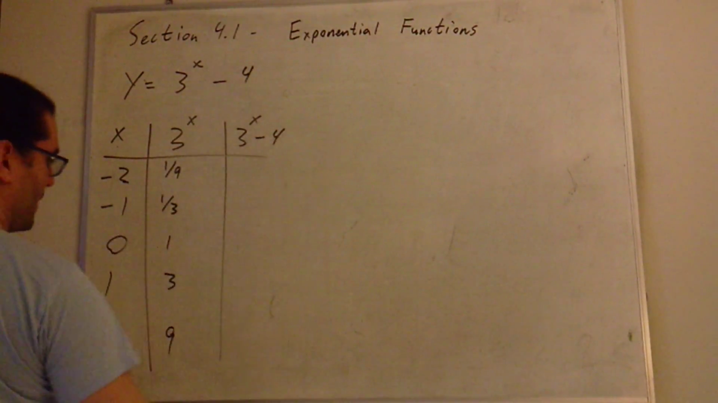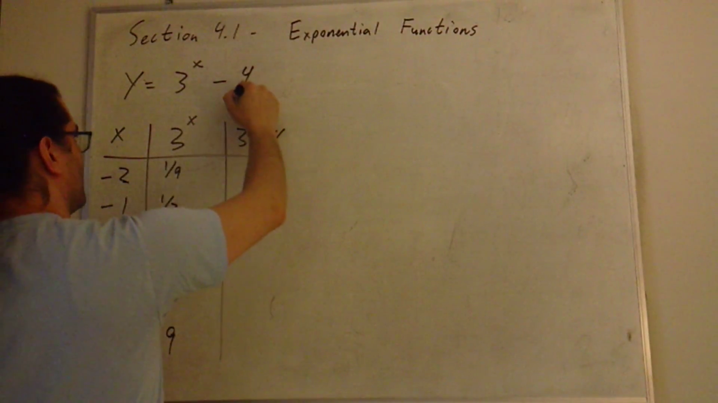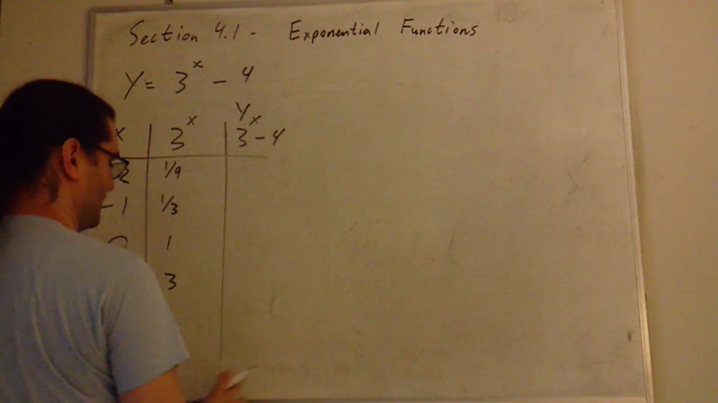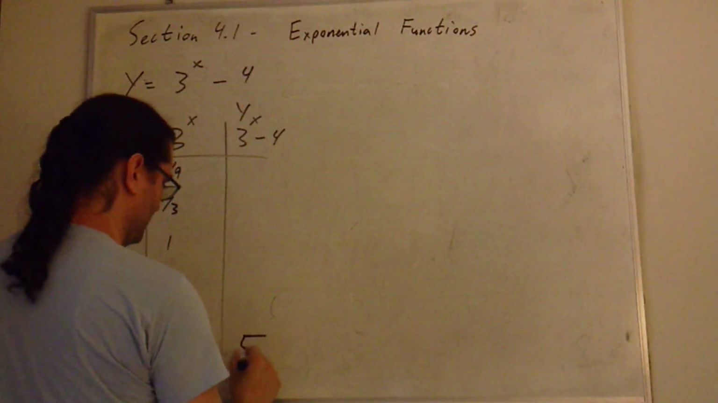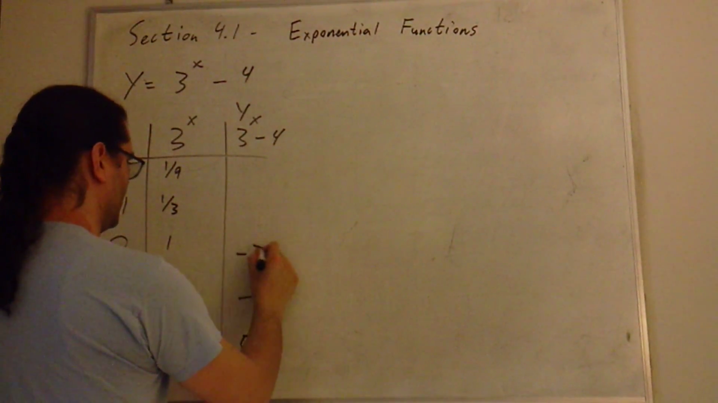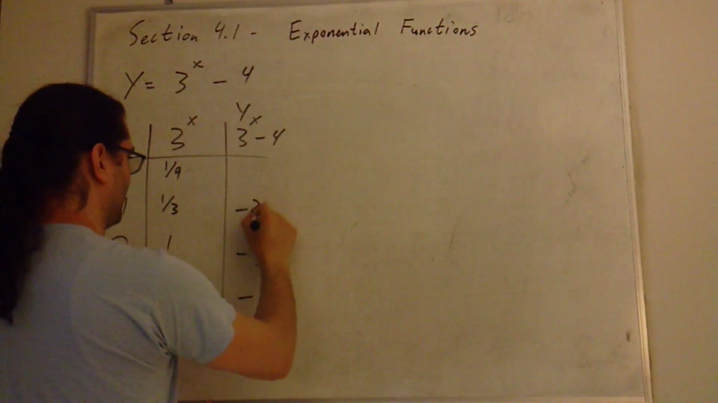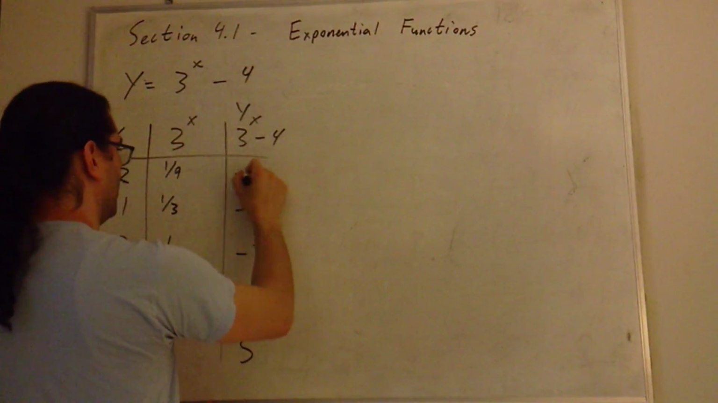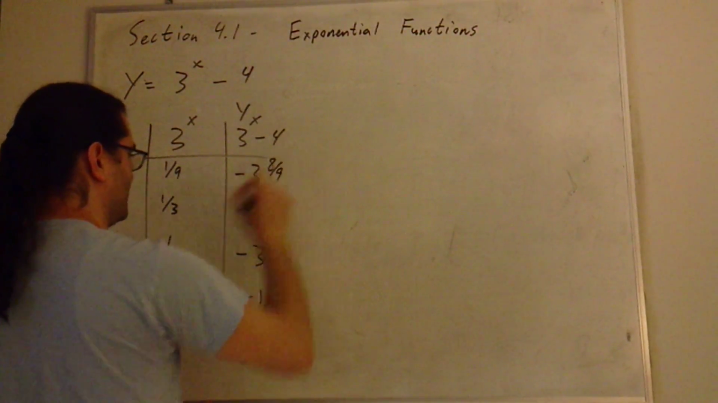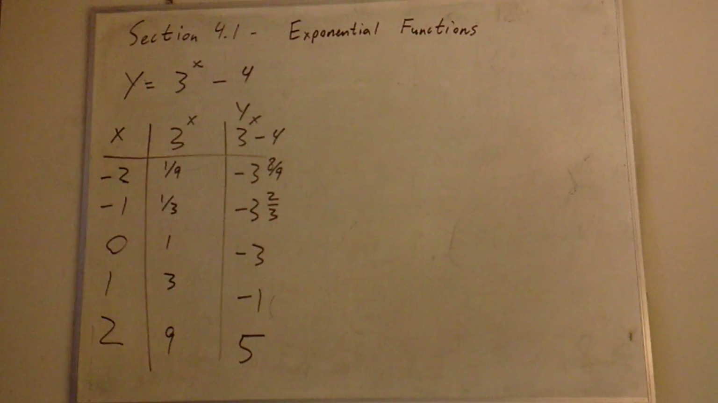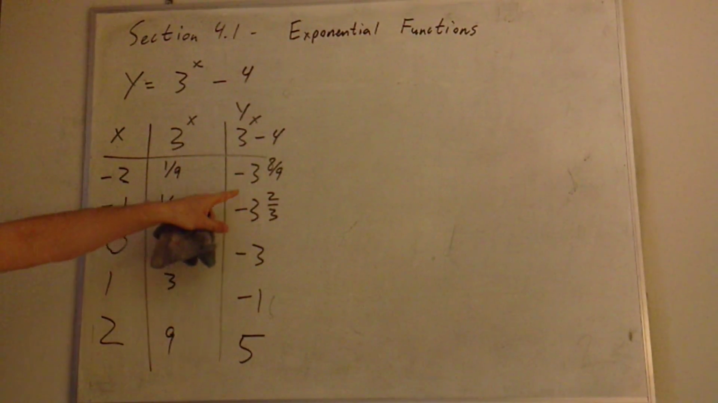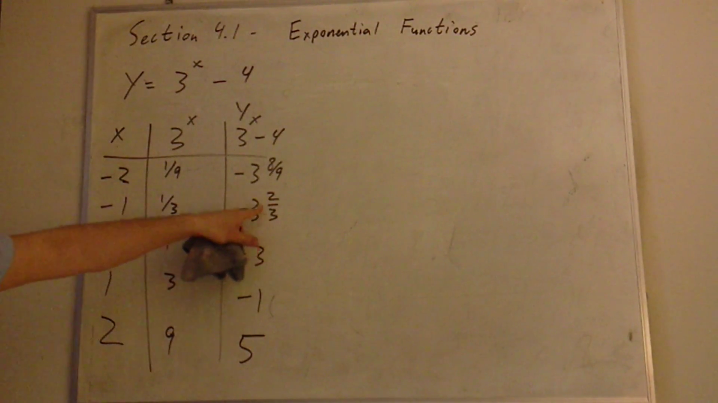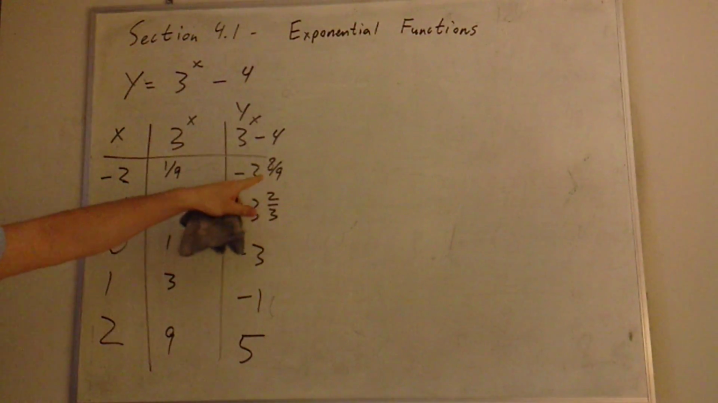And in a separate column, I will subtract 4, and whatever values these are, that'll be my y. So subtracting 4 from this will give me negative 3 and 8/9, negative 3 and 2/3, negative 3, negative 1, and 5. So already with this one, we can kind of see that these values are going to get really, really close to negative 4 here.